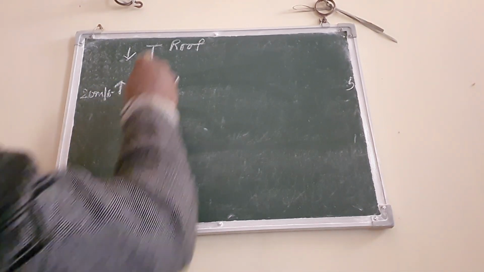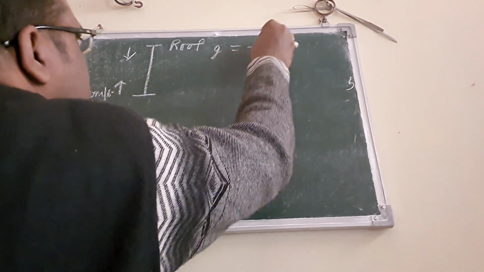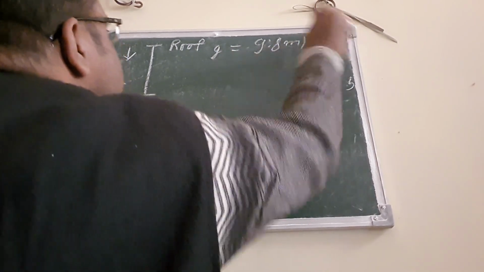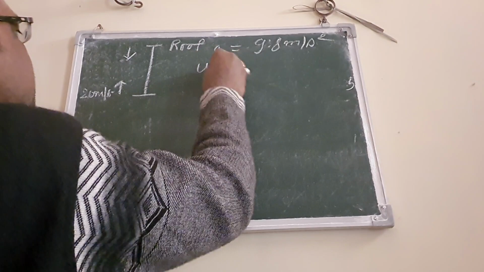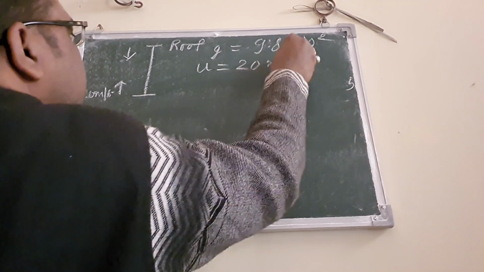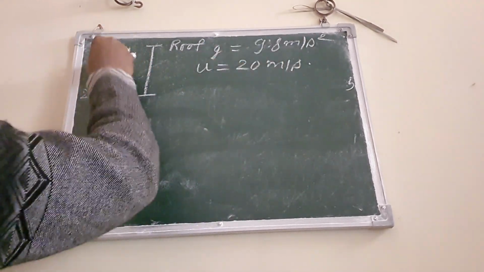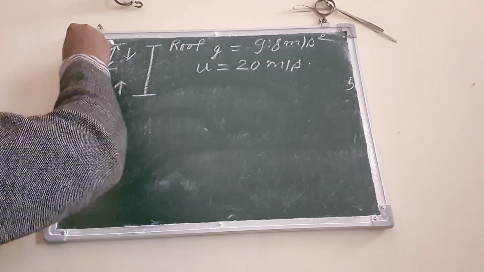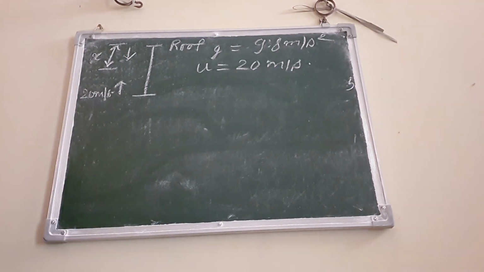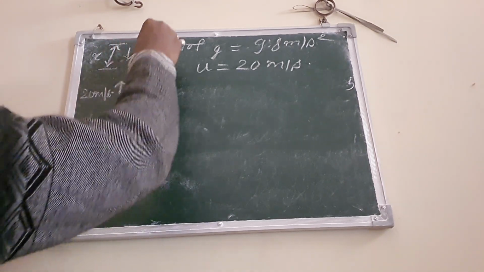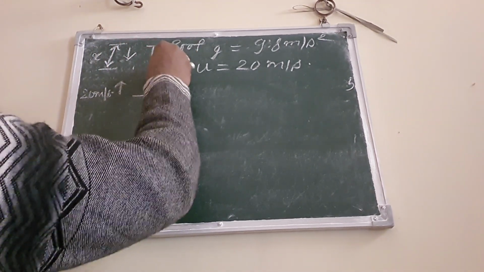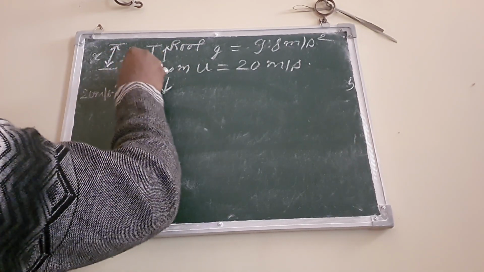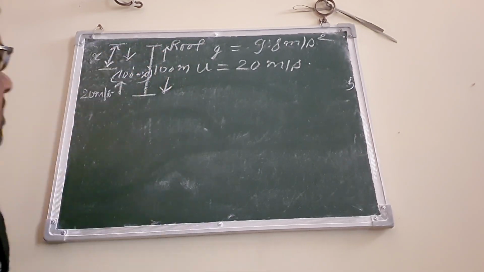So here gravity is taken as 9.8 meters per second squared, and the initial velocity is 20 meters per second. Suppose the ball from the roof covers the distance x. After that it meets the second ball, and the total distance is 100 meters. So 100 minus x is the remaining distance.